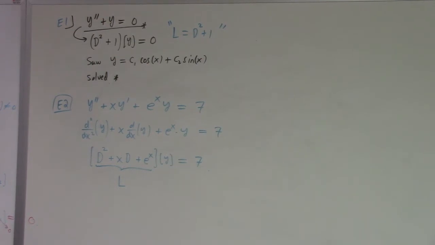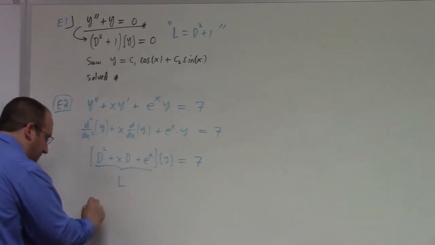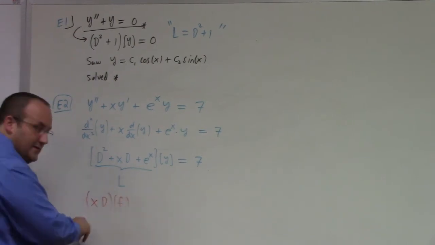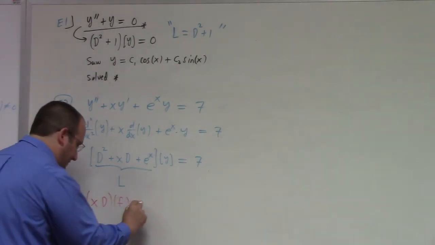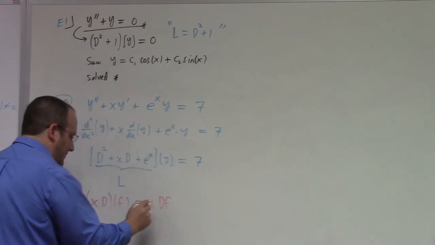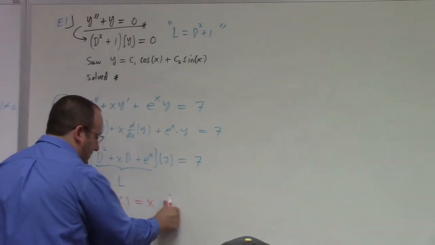Does that make sense? Okay. This is kind of just like the coefficients. Yeah, I guess the real question here, and I try not to get into this full force yet, but xD, what does that mean when that acts on a function? This means that you take x times df dx.